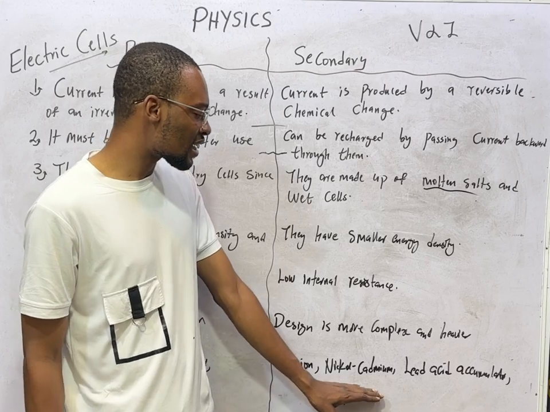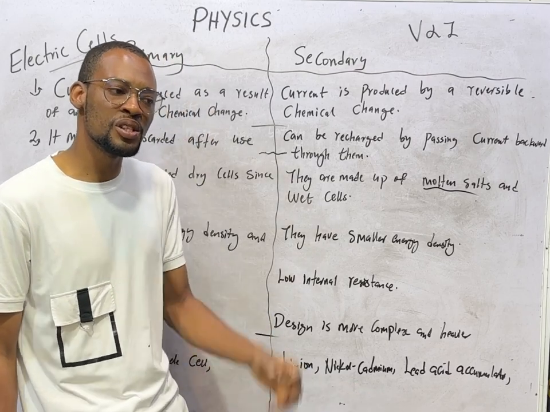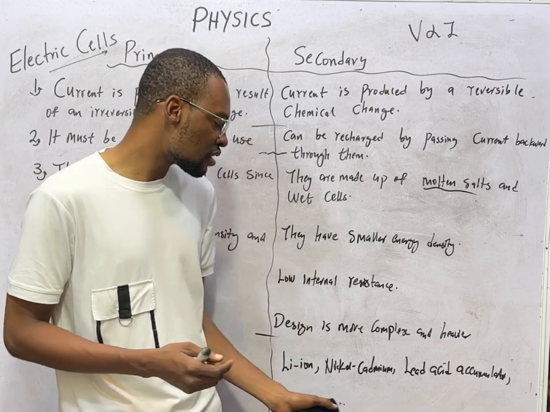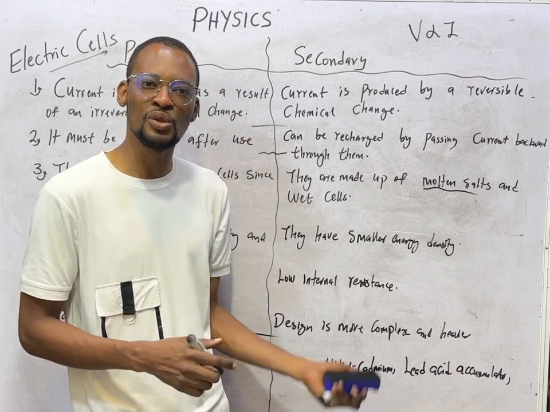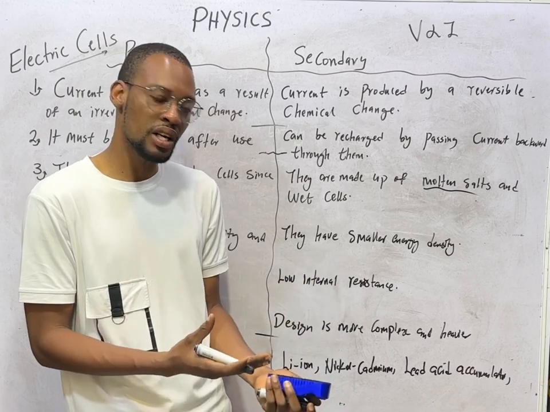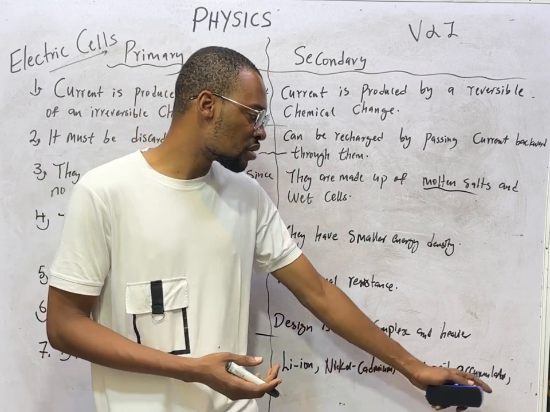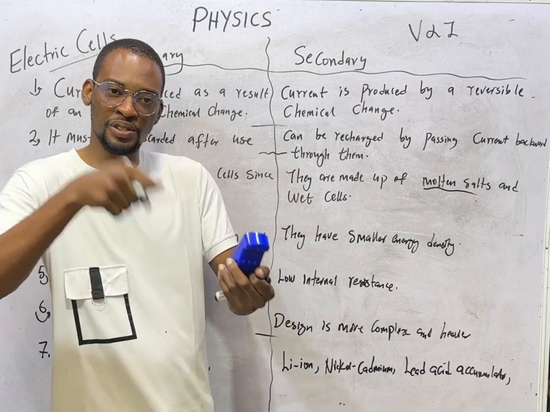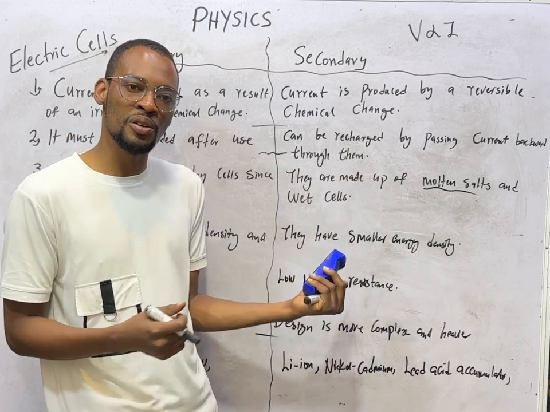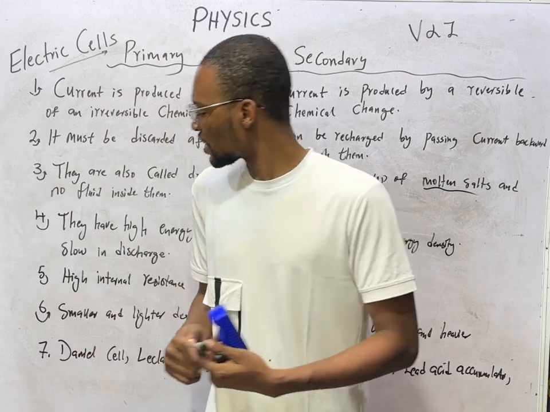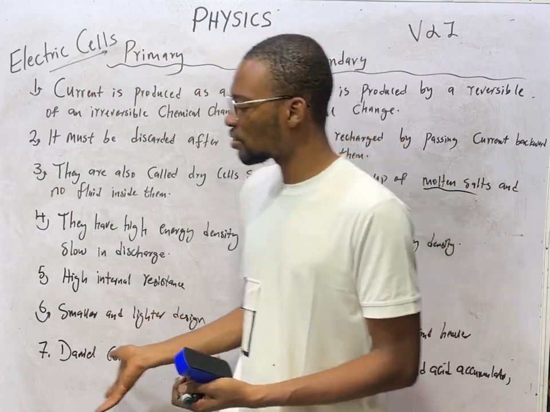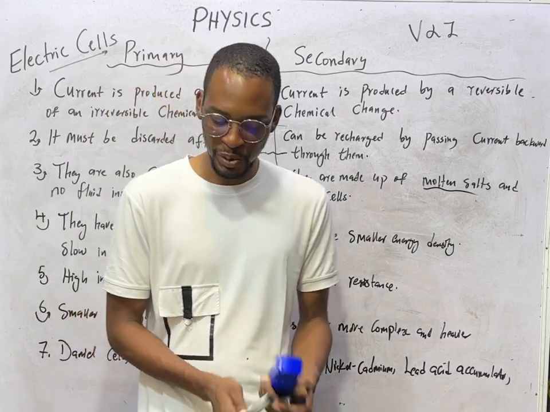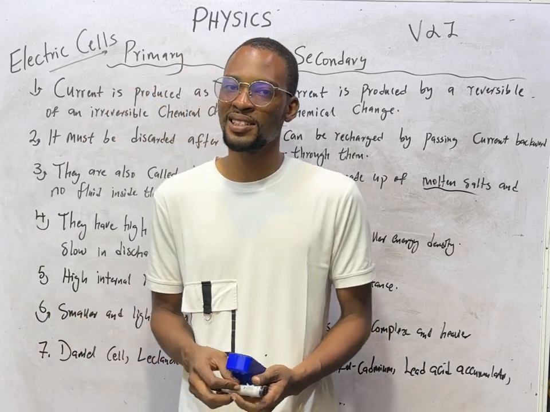Lithium ion or nickel cadmium, these are batteries used in your cell phone, your Android phone, iPhone. They basically use these secondary cells. This is why you can recharge your phone when it runs down. Then lead acid accumulator, the example is the battery used in your generator with kickstart, the one in your car. So we shall look at all these examples, Daniell cells, lead acid, and all these cells in the next episode. And I do hope you found this class interesting.